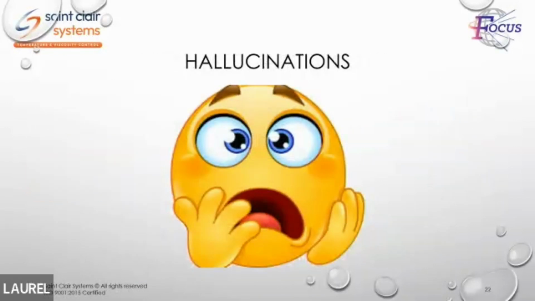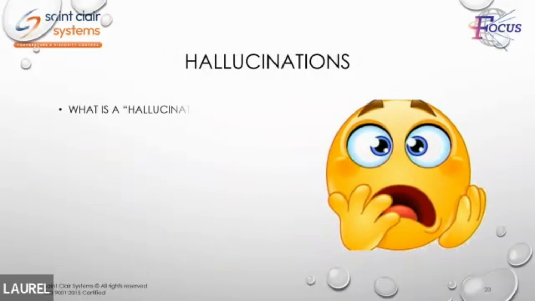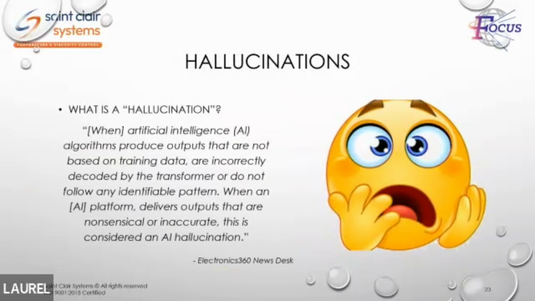And no discussion of AI would be complete without talking about hallucinations. And if you haven't heard what a hallucination is, it's when your AI system outputs something that's just gibberish. And we see it all the time, okay? And this is from Electronics 360 News Desk. Either it's not based on the training data, it's not decoded properly, doesn't follow any identifiable pattern. The outputs are nonsensical or inaccurate.